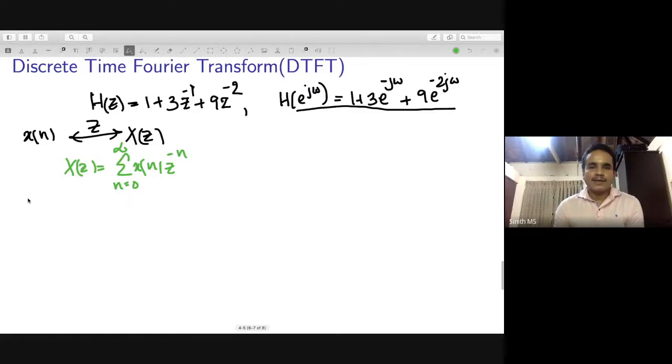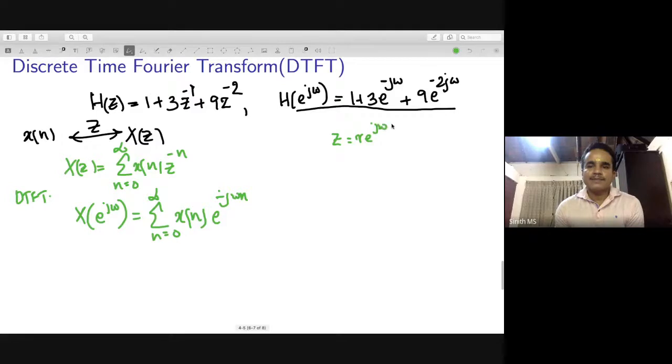Now what is discrete time Fourier transform? It is X(e raised to j omega). You take the sum from 0 to infinity of xn, and replace z with e raised to minus j omega. Z is basically r e raised to j omega. So when r becomes 1, this becomes e raised to j omega. So this is the DTFT, discrete time Fourier transform.